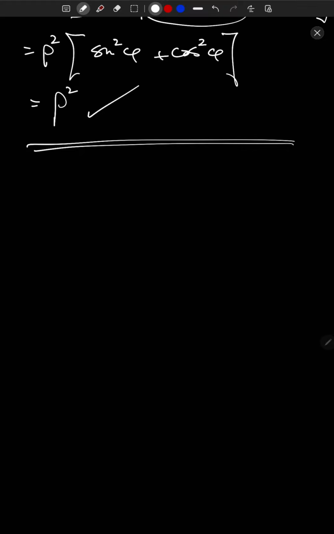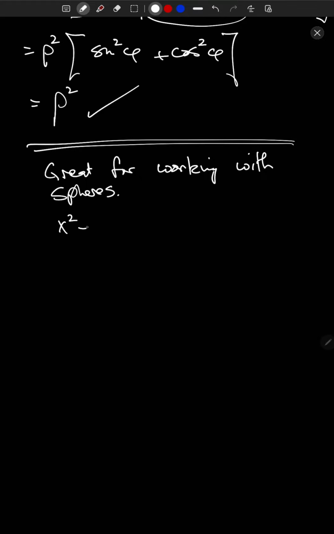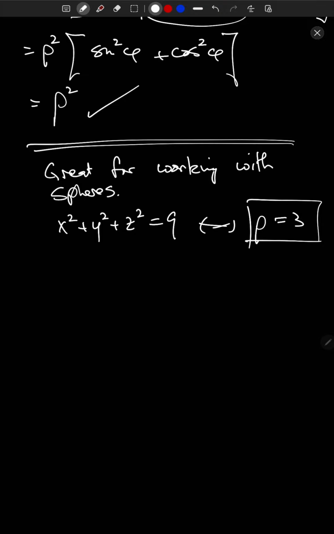Okay, what are spherical coordinates good for? So they're great for working with spheres. Of course, because what is a sphere of radius 3? x squared plus y squared plus z squared equals 9. That's just rho squared equals 9, which is rho equals 3. So super, super simple compared to the rectangular coordinate version of the equation. And even the cylindrical coordinate version would have been r squared plus z squared equals 9. Significantly more complicated than rho equals 3.